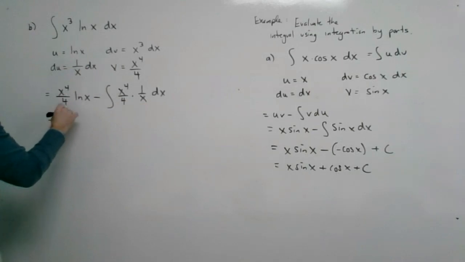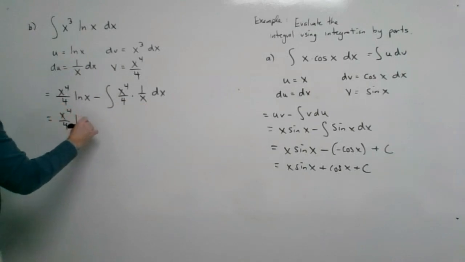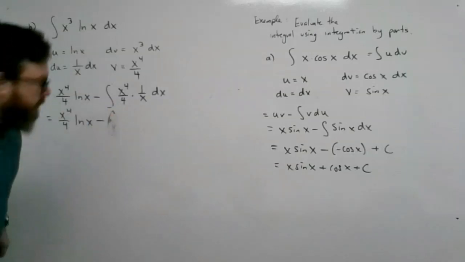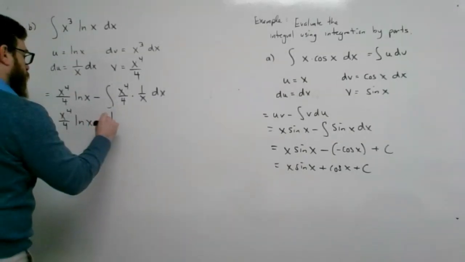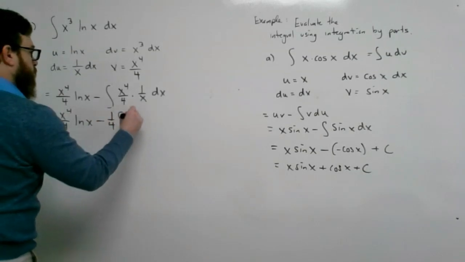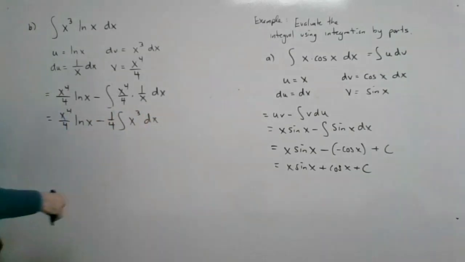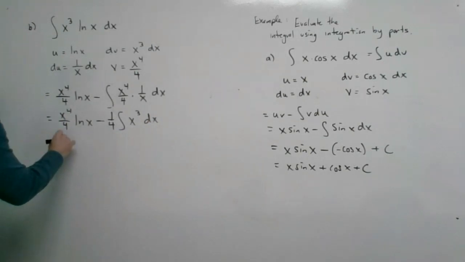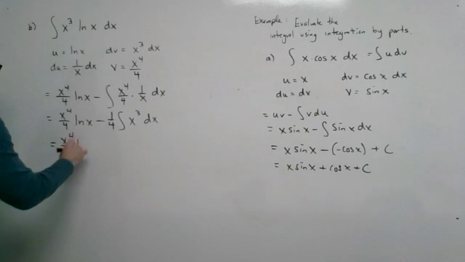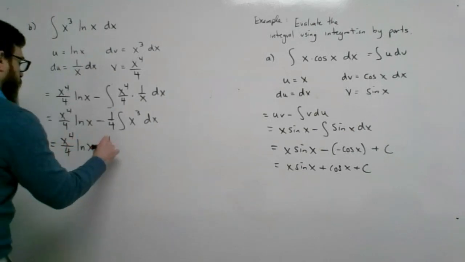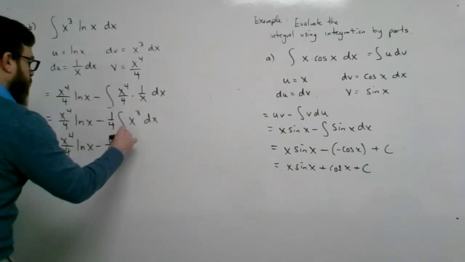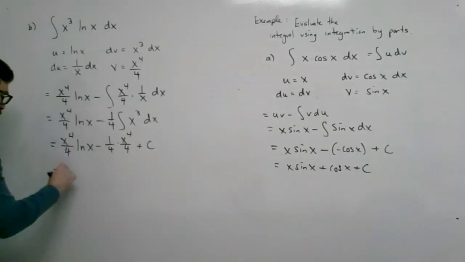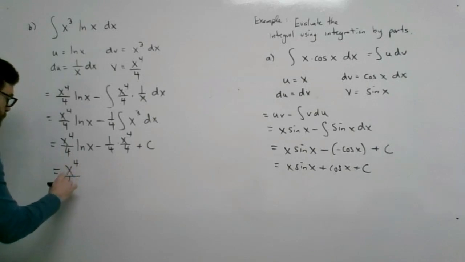So this is going to be x to the 4th over 4, natural log of x, minus the integral of... I'm going to pull out the constant, minus 1/4 the integral of x cubed dx. Now I can integrate this, since this is nothing more than a polynomial, so this is going to be x to the 4th over 4, natural log of x, minus 1/4 times x to the 4th over 4, plus c, so this will become x to the 4th over 16.